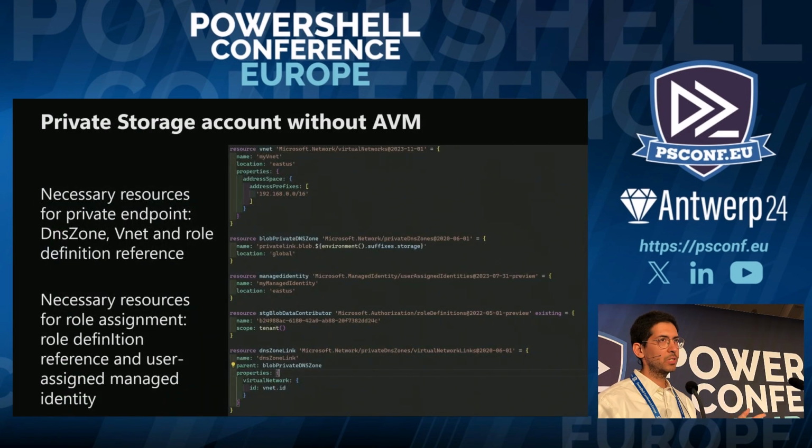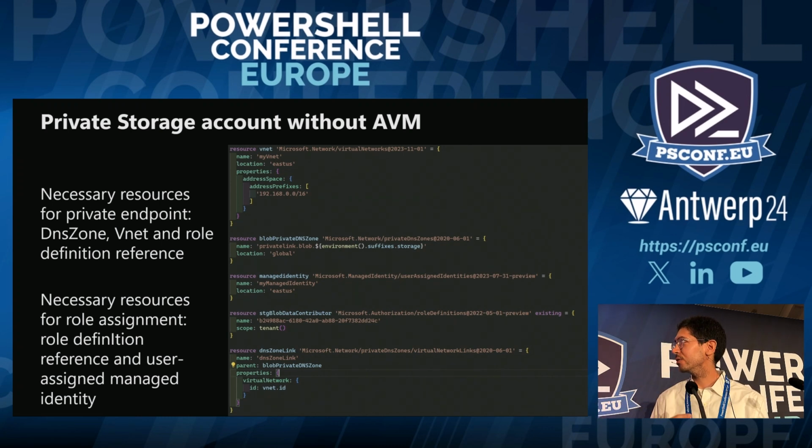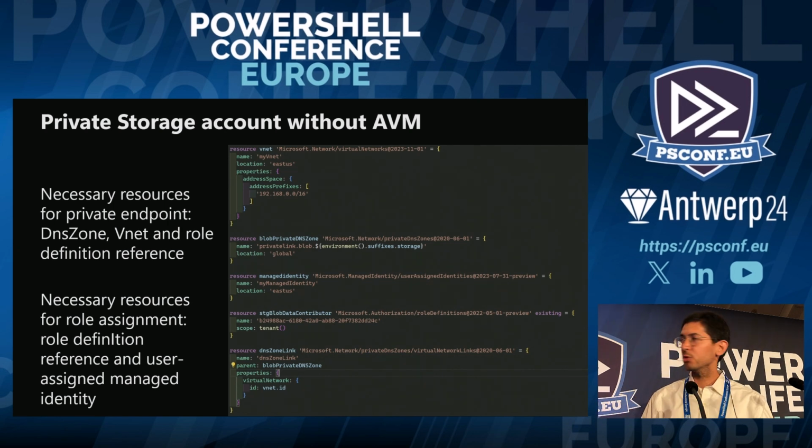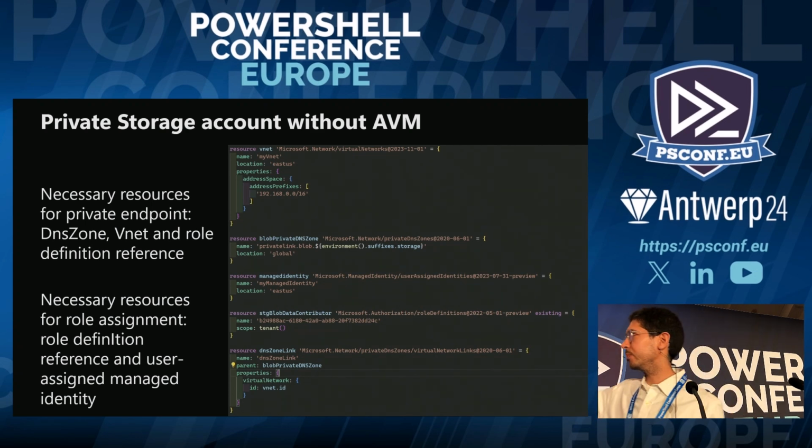Of course, we don't have any demos, only slides. So what I've done is I've taken a demo and put it on a slide so that I can show you how it's going to look. What I'm trying to do here is use AVM to create a storage account with a private endpoint. I'll show you how it looks without it, and then how it looks with AVM. This is just creating a private DNS zone and a managed identity, things that I'm going to need. Also, I'm going to assign a role definition to the managed identity.